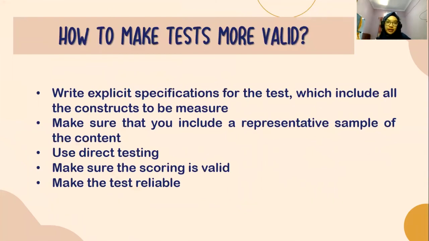How to make tests more valid? First, write explicit specifications for the test, which include all the constructs to be measured. Second, make sure that you include a representative sample of the concepts. Next, use direct testing, make sure the test scoring is valid, and make the test reliable.